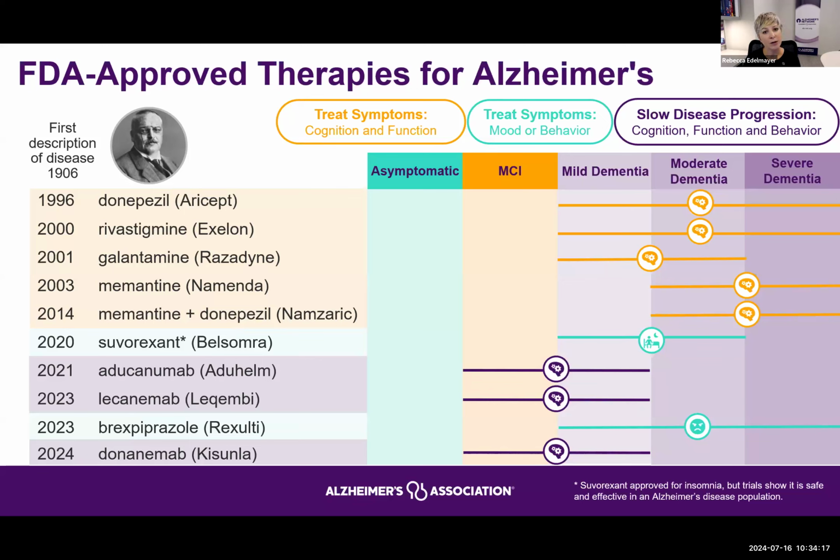They can temporarily help increase the efficiency with which cells talk to each other in the brain, but they don't necessarily slow down that disease process. So it's really important that we continue to do the research to develop therapies that slow down those disease changes happening in the brain. And you can see in the purple that we've had a few treatments approved in 2021 and 2023, and now 2024, that slow down the disease progression.